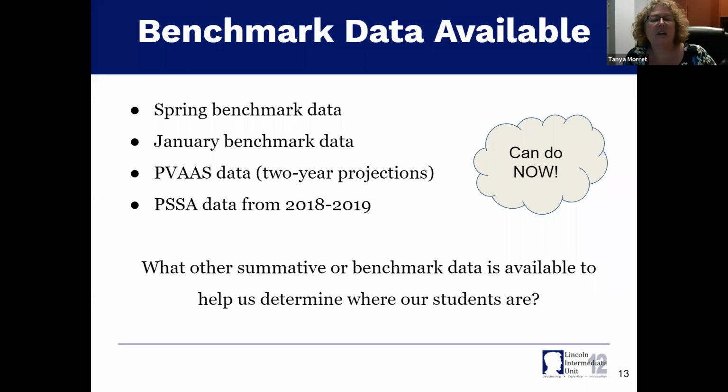Now, obviously, they are not as reliable because hopefully there's a lot of intervention that has happened in between the first year's projection and the second year's projection. So hopefully those projections will only improve or increase, but they can be very valuable in this process. And finally, any of the PSSA data that you might have from the 2018-19 school year. Do you have any other summative or benchmark data available to help us determine where our students are?